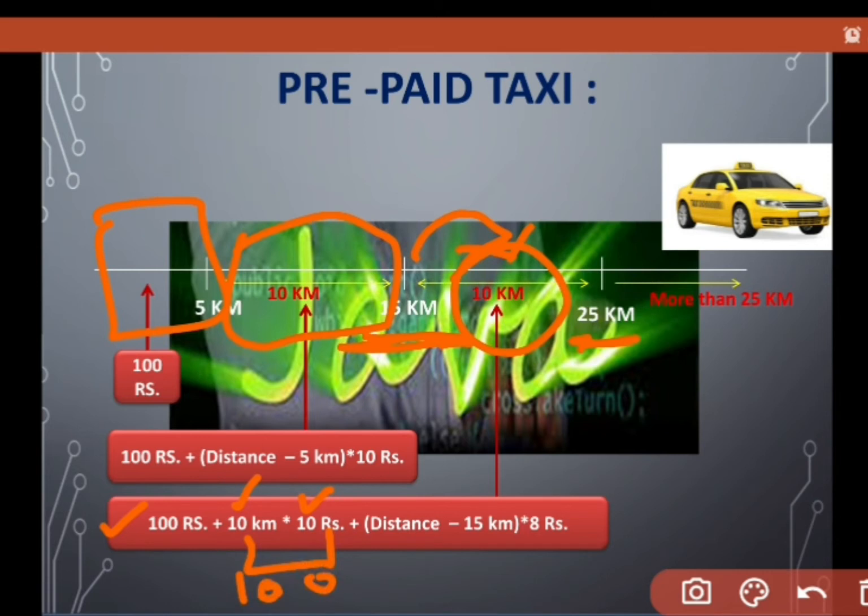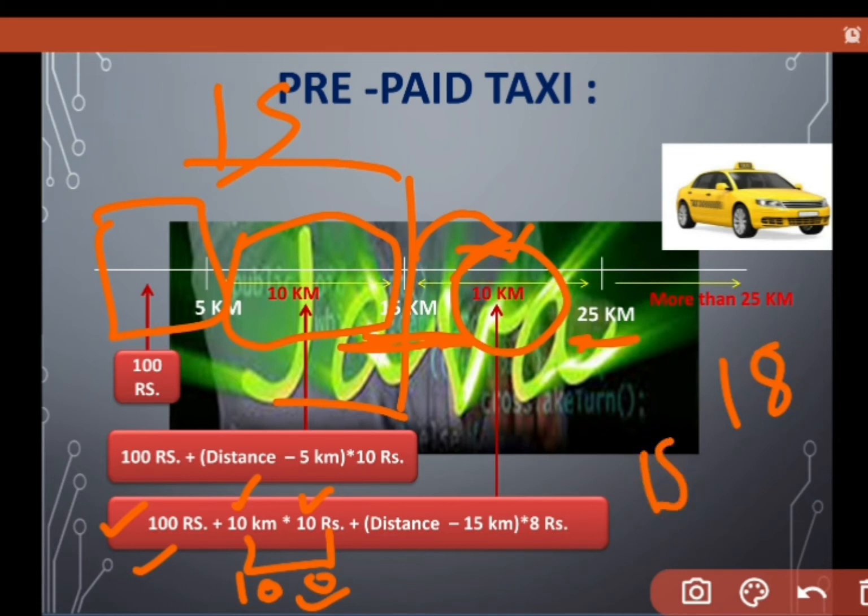Now we had paid for 15 kilometers, meaning 100 rupees for 5 kilometers and 100 rupees for 10 kilometers. We had already paid for 15 kilometers. Now if I'm covering a distance of 18 kilometers, I had already paid for 15. Distance is 18, 18 minus 15, remaining is 3 kilometers. Now I have to pay for 3 kilometers only.